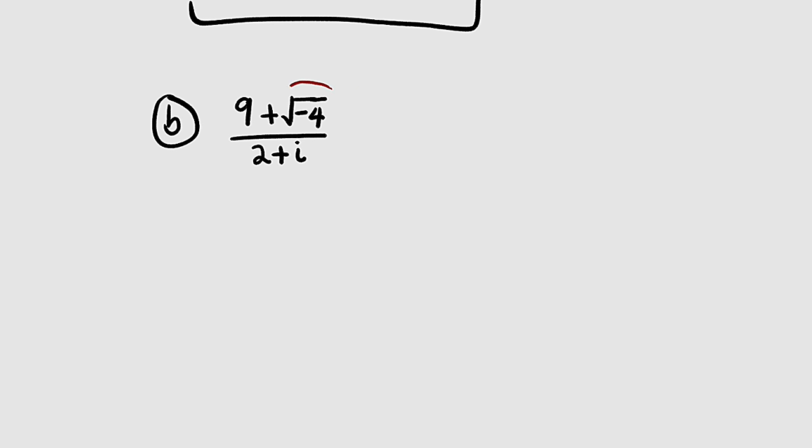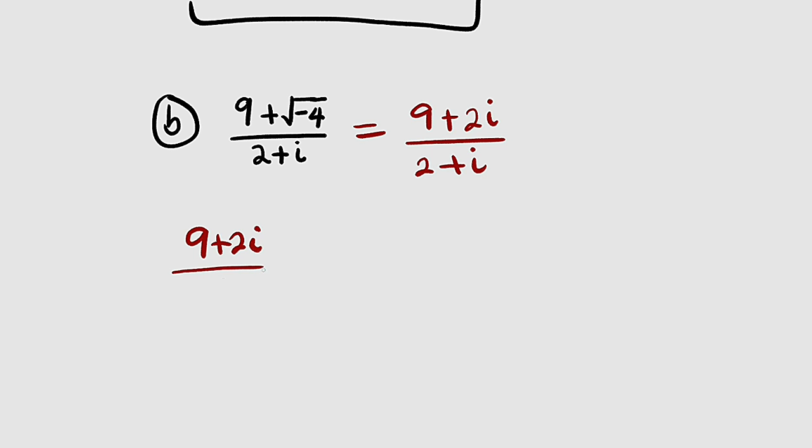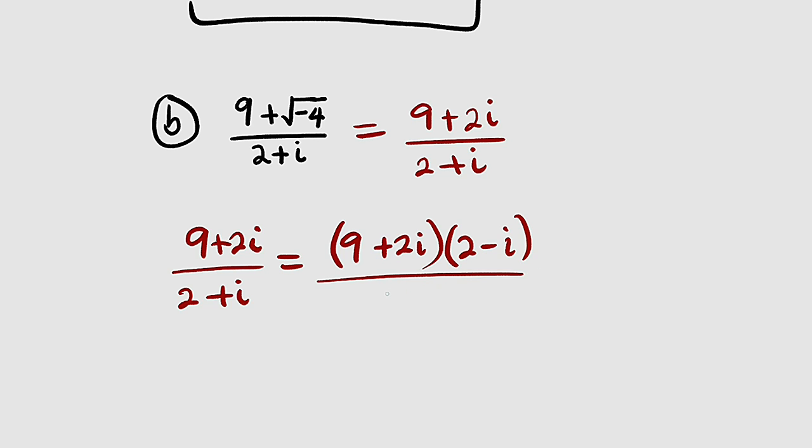First of all, let us simplify this. Square root of negative 4 is just 2i. So this is equal to 9 plus 2i divided by 2 plus i. And this 9 plus 2i divided by 2 plus i can be written as 9 plus 2i multiplied by the conjugate of the denominator, which is 2 minus i, divided by 2 plus i multiplied by 2 minus i.